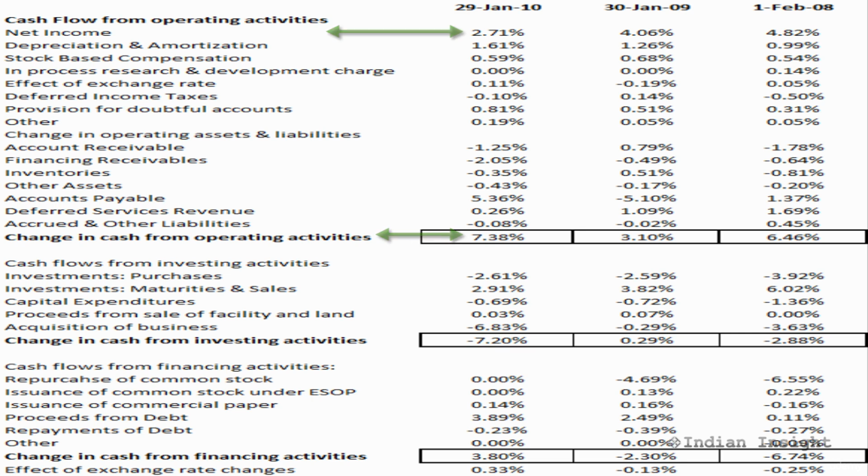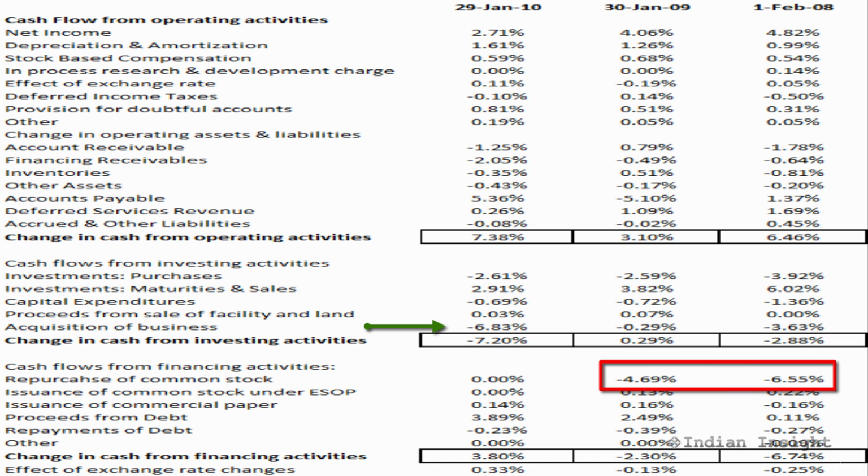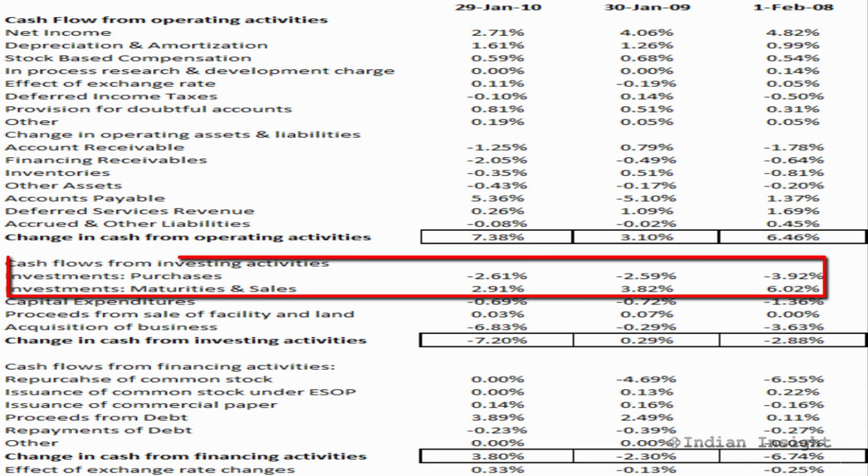Also, let's see how this company uses its positive operating cash flow. In the year ending 29 January 2010, the largest cash outflow was for acquisition of business, which is essentially an investing activity. In prior years, much of this company's operating cash flow was used to repurchase its own stock, which actually comes under the financing activity. In each of these 3 years, the company's purchases of investments were less than the amount of maturities and sale. Thus, on a net basis, the investments of the company proved to be a net source of cash.